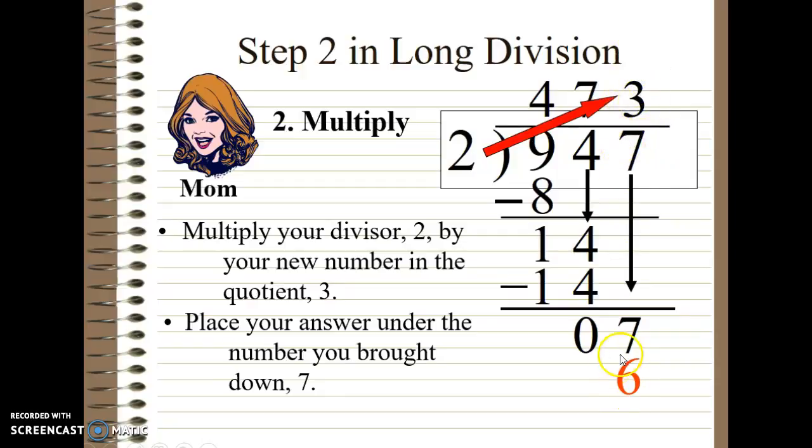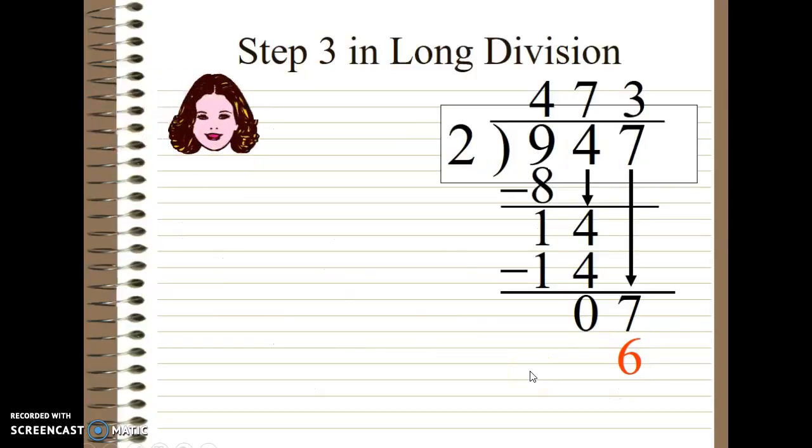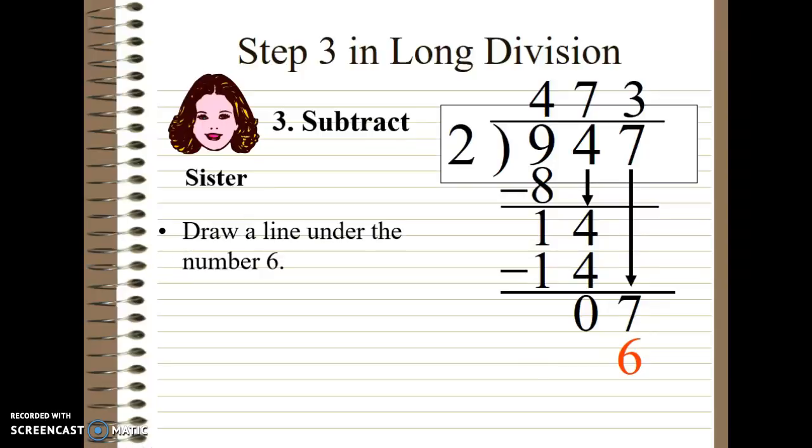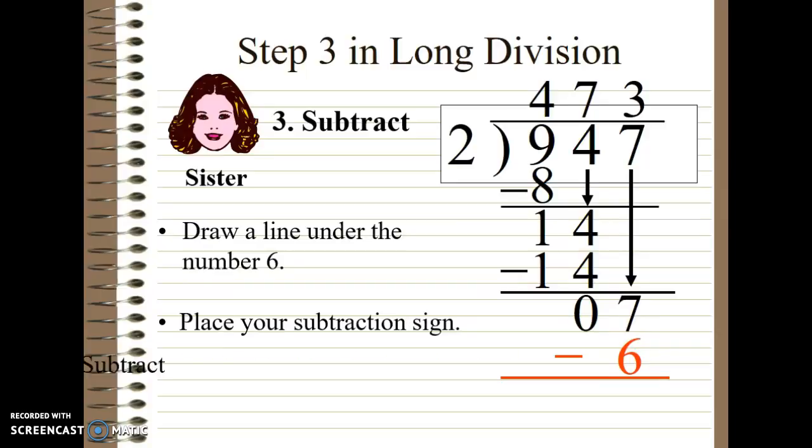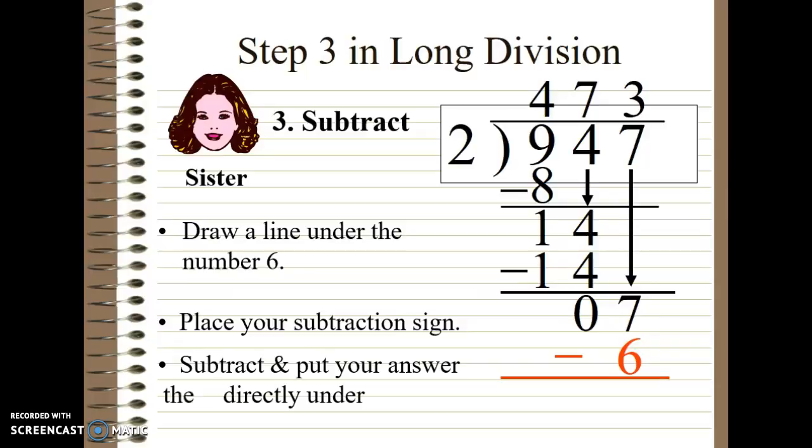If I'm skip counting by 2 to get close to 7, I get my quotient 3. 2, 4, 6 is when I multiply. That gets me my answer down here. I'm ready for my sister step. Sister tells me to subtract. 7 minus 6 comes after I draw the line underneath the 6 and place my subtraction sign. And when I subtract 7 minus 6, I'm going to get my answer, which is 1.